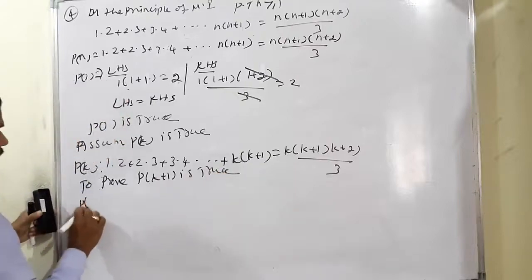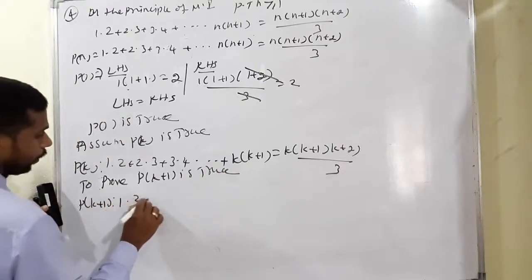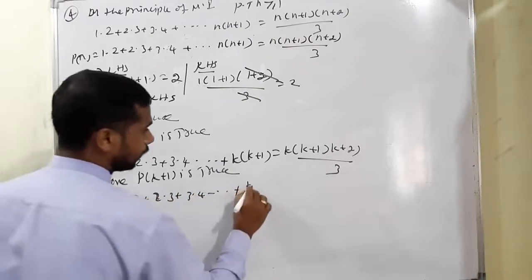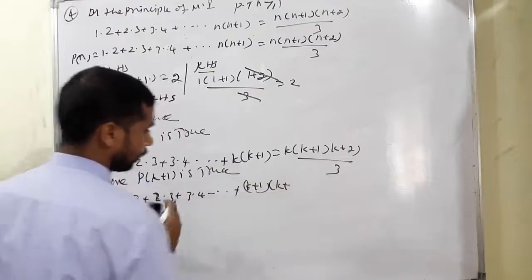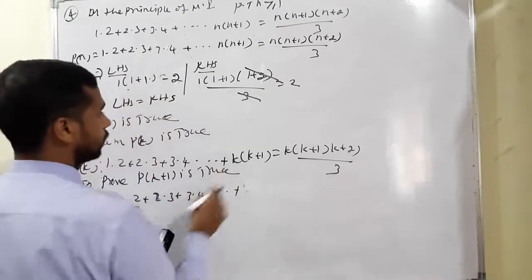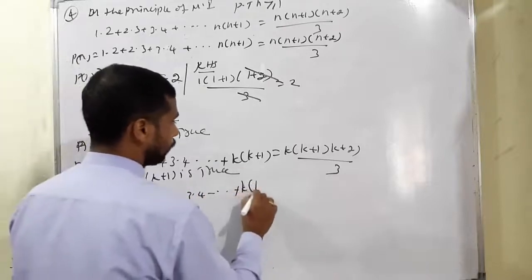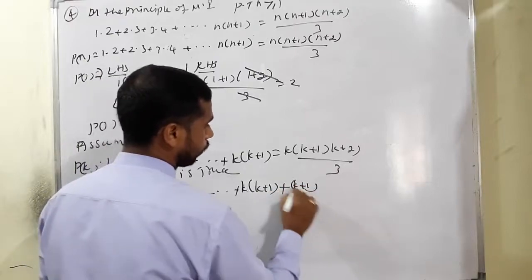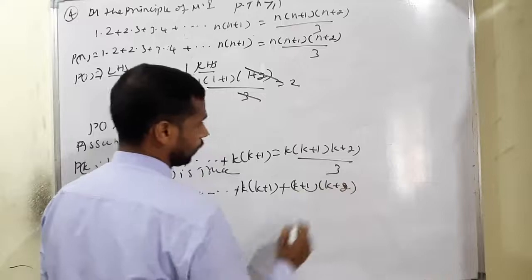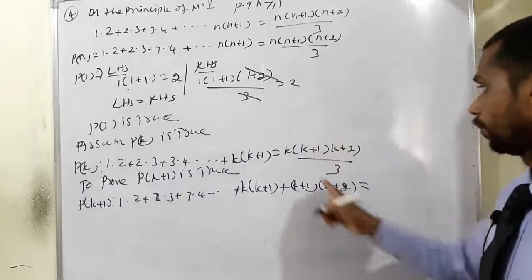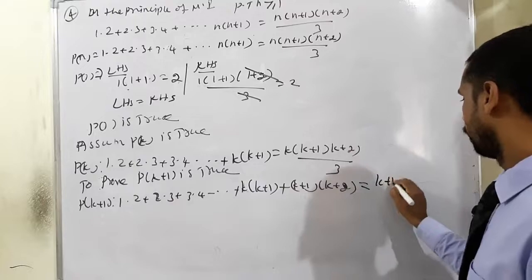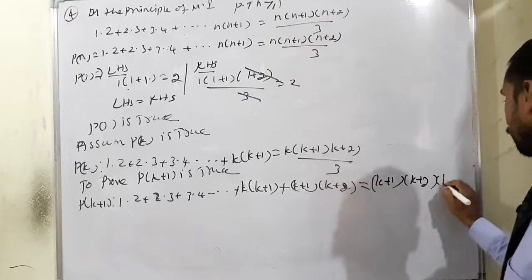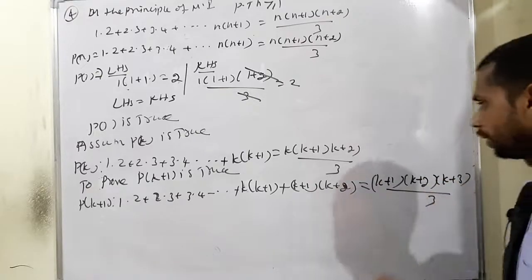So P of k plus 1 is true means 1 into 2, 2 into 3, 3 into 4, plus ... Sorry my dear, first we have to write it: the previous condition plus k into (k plus 1), then plus again, instead of k we write k plus 1 into k plus 2, is equal to, on the opposite side, k plus 1, already plus 1 is there, therefore we write k plus 2, plus 2 is there, therefore we write k plus 3, the whole term divided by 3.